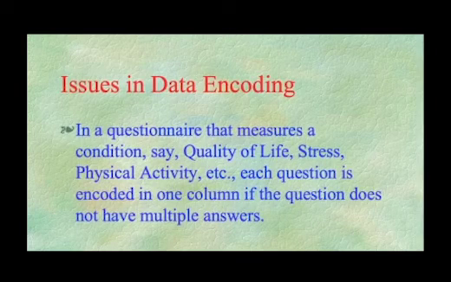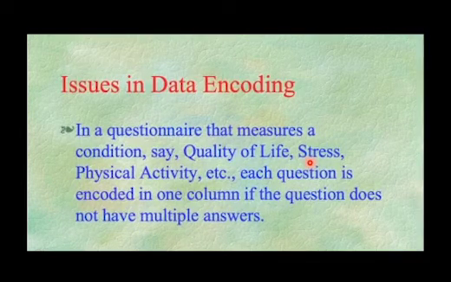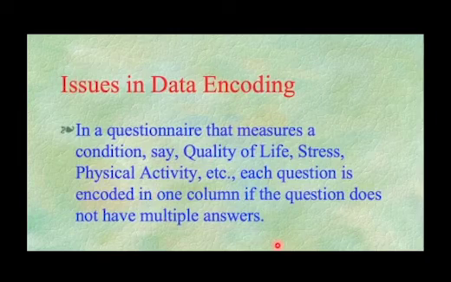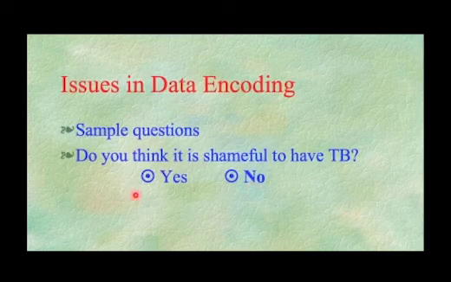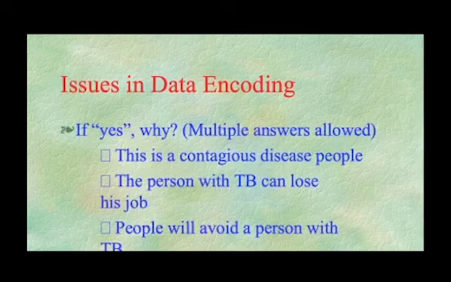In a questionnaire that measures a condition, say quality of life, physical activity, etc., each question is encoded in one column if the question does not have multiple answers, meaning the question is mutually exclusive and there is only one answer. For example, do you think it is shameful to have TB? This is just one column. Yes, no, just one column. Now, if yes, why? You ask why, and then multiple answers are allowed.